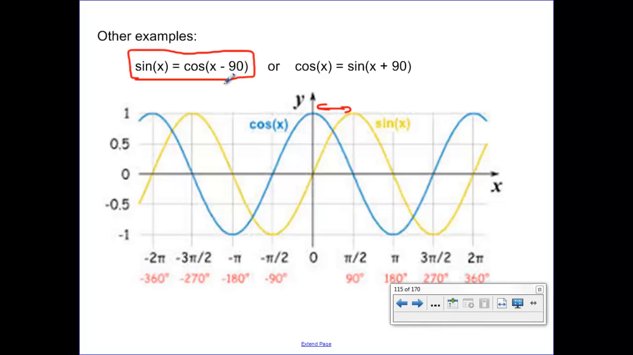So give me an example of an angle. Give me a number. 40. Sure. Take your calculators and type in sine of 40, in degrees. Let's make sure we're in degrees. 0.6. Okay. Then do the cosine of 40 minus 90.